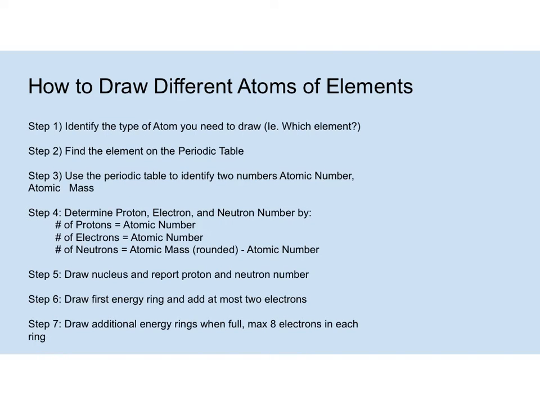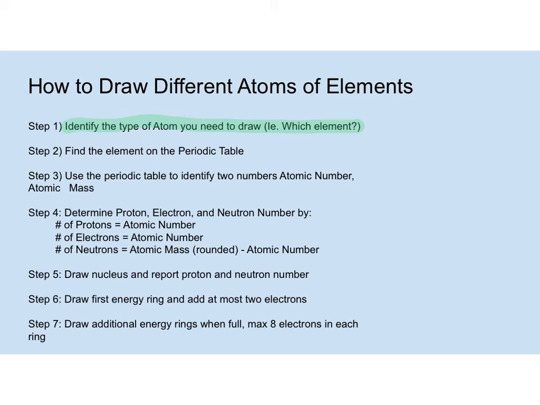Okay, so our next and our last kind of thing today on today's lesson is how to draw different atoms of elements. Now, you may remember this from grade 9, but some of us may have forgotten. So we want to just review this. So there's a couple things that we need to do. Okay, now I'm going to go through this in kind of a bunch of steps. Once we get the hang of it, you won't have to go through these steps. So the first thing is you need to identify the type of atom that you need to draw.